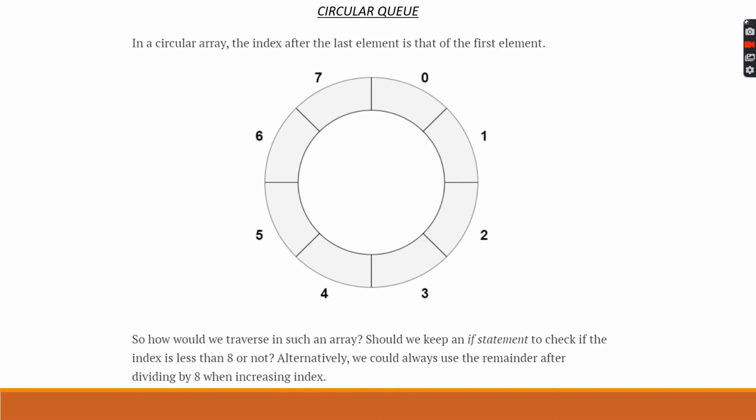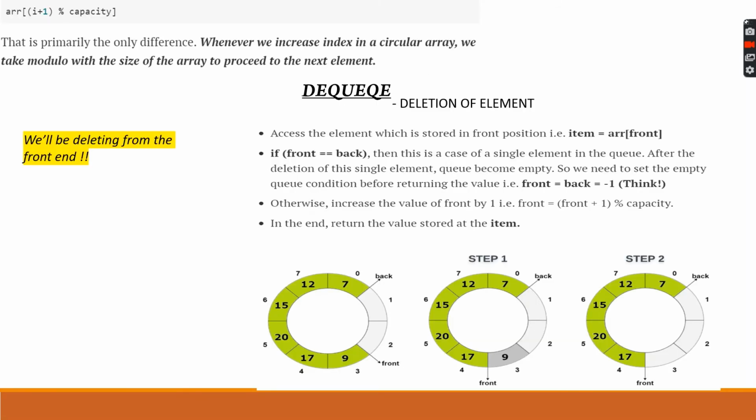So how is the transfer done in such a case? We can use the remainder after dividing by 8 when increasing the index. For this case, as the size is 8, we use the remainder after dividing by 8 to move on to the next step. This is the syntax of how it's done: array[(i + 1) % capacity]. So when we increase the index in a circular array, we take the modulus with the size of the array to proceed to the next element. You can remember this statement: (i + 1) % capacity.